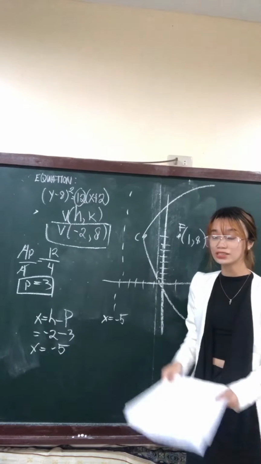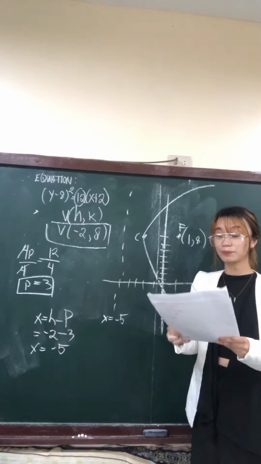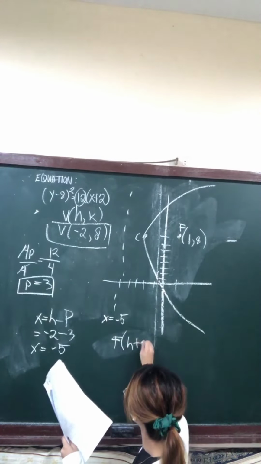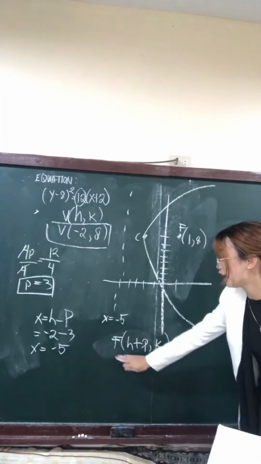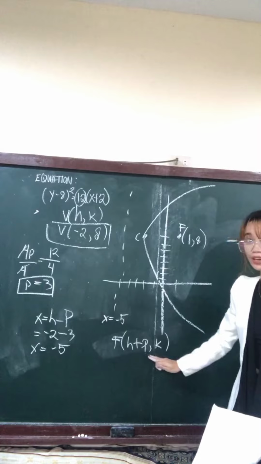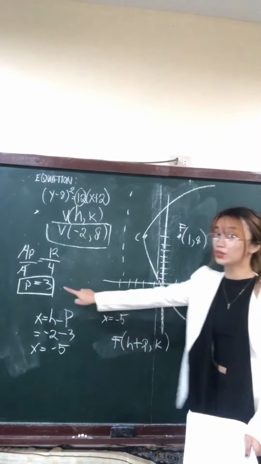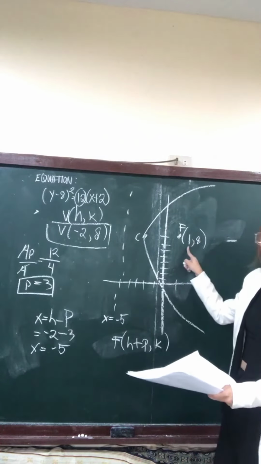And for the focus, we have the formula f is equal to h plus p, comma k. Since we have this formula of f, h plus p, comma k, and our h value is negative 2, our p value is equal to 3, and our k value is 8.